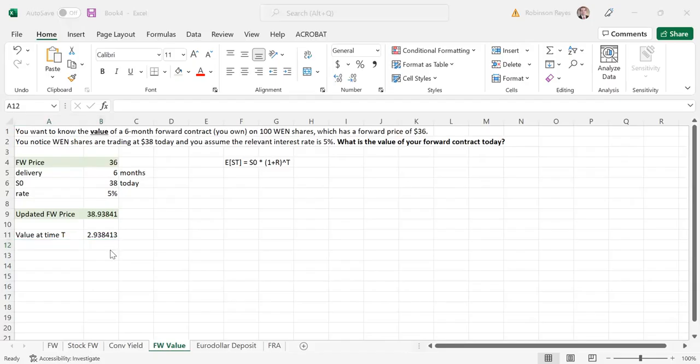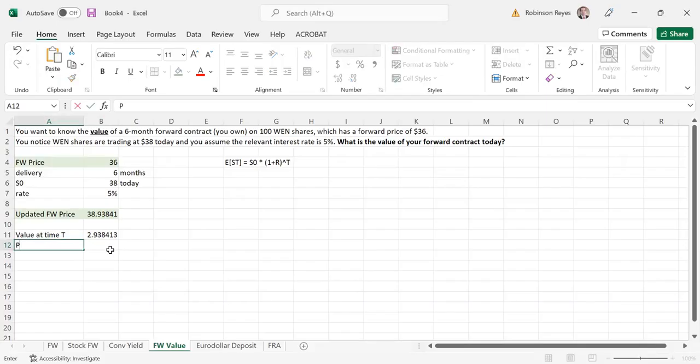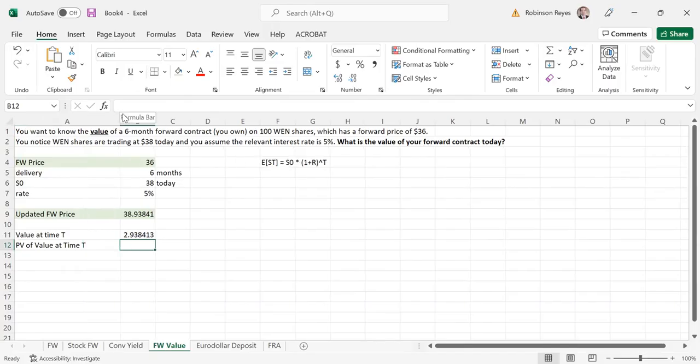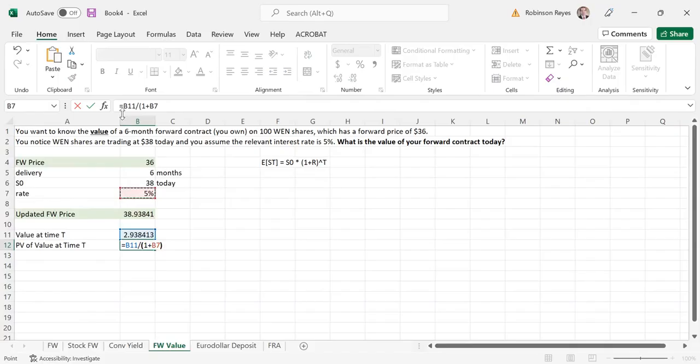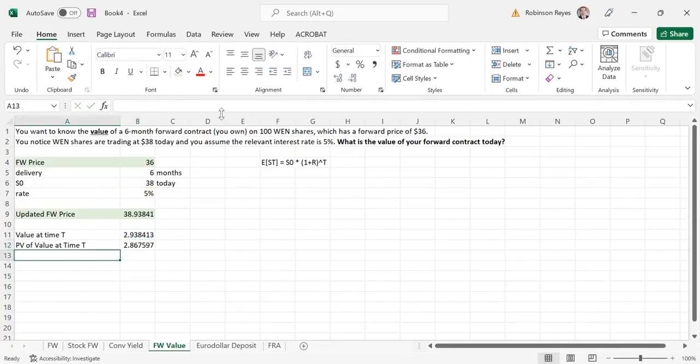But once we have the value at expiration, we need to bring that number to present value, and the way to do it is very simple. It's just the formula of present value, which is this divided by 1 plus this rate, to the power of time, and the time is 0.5. Just in case, let me wrap all of this in a parenthesis. And there we go, we have 2.86.